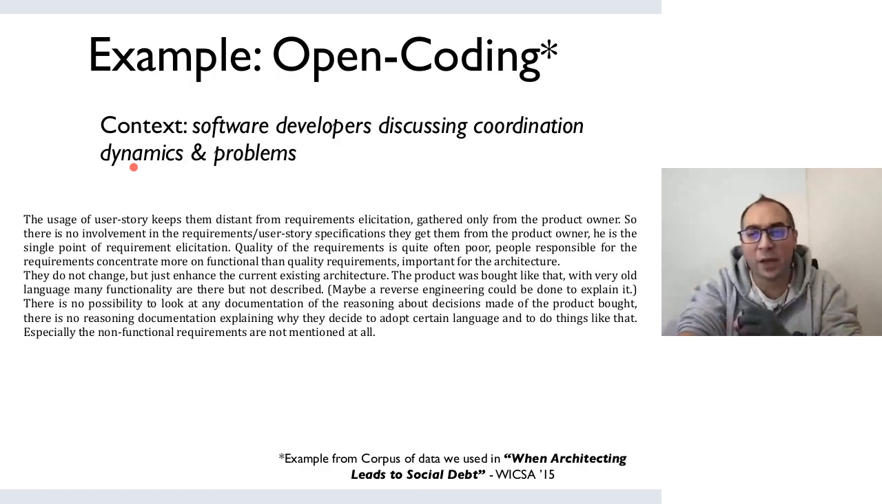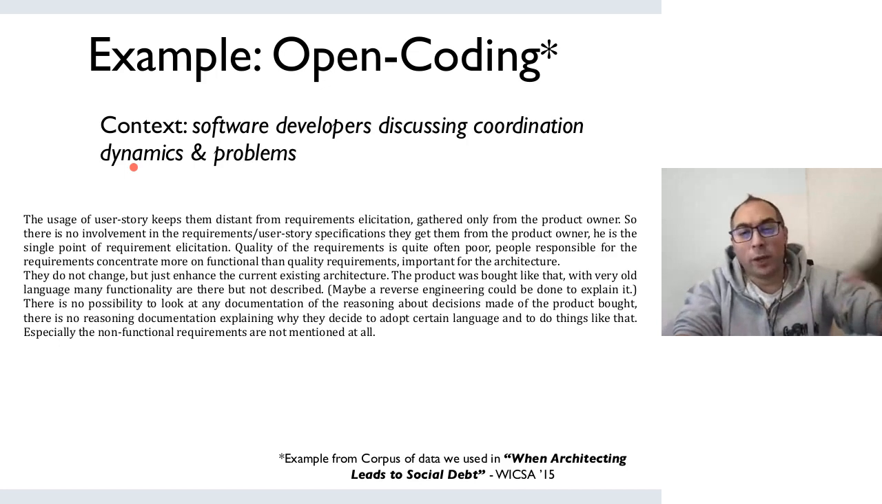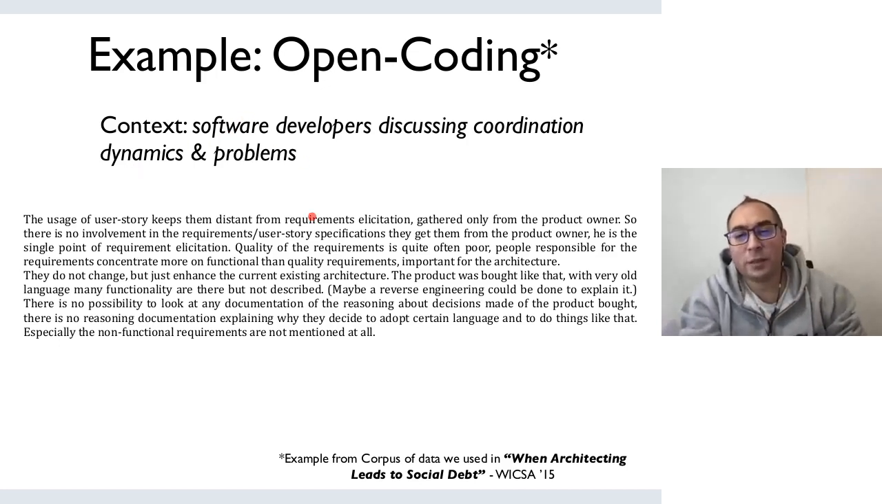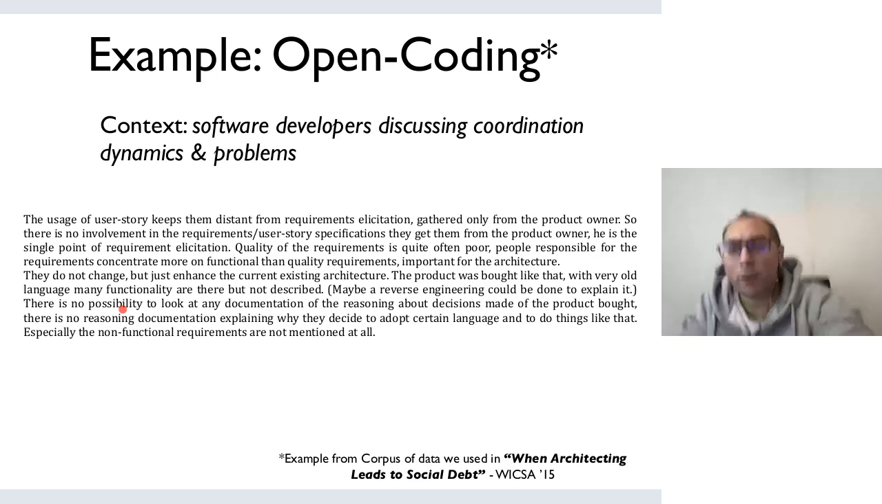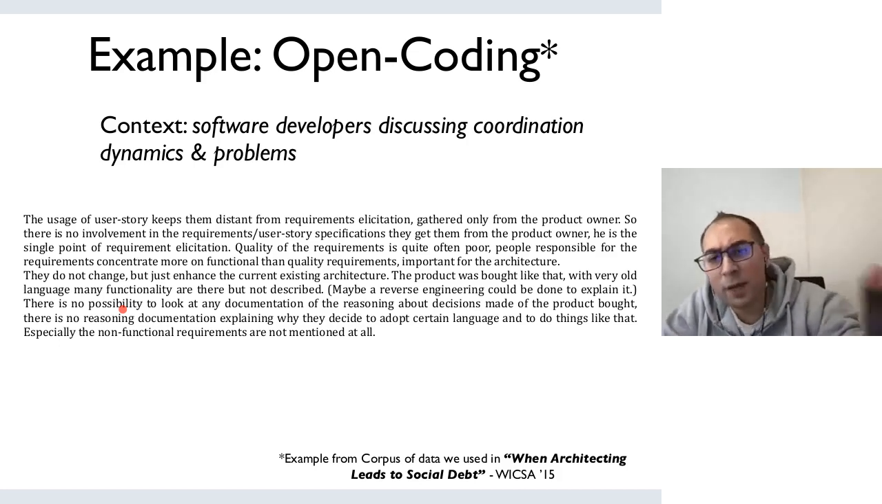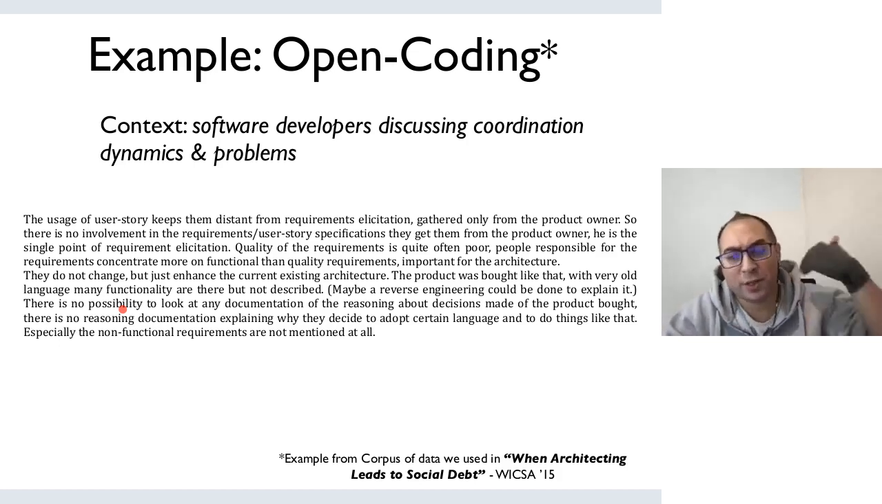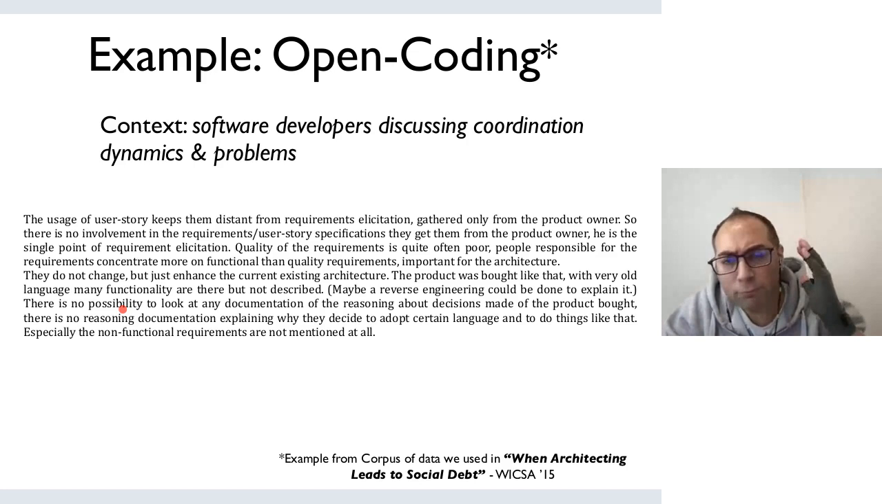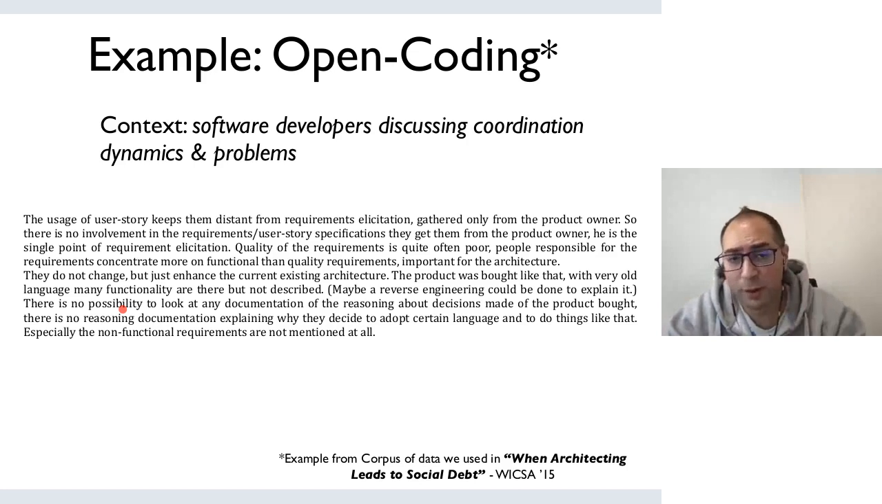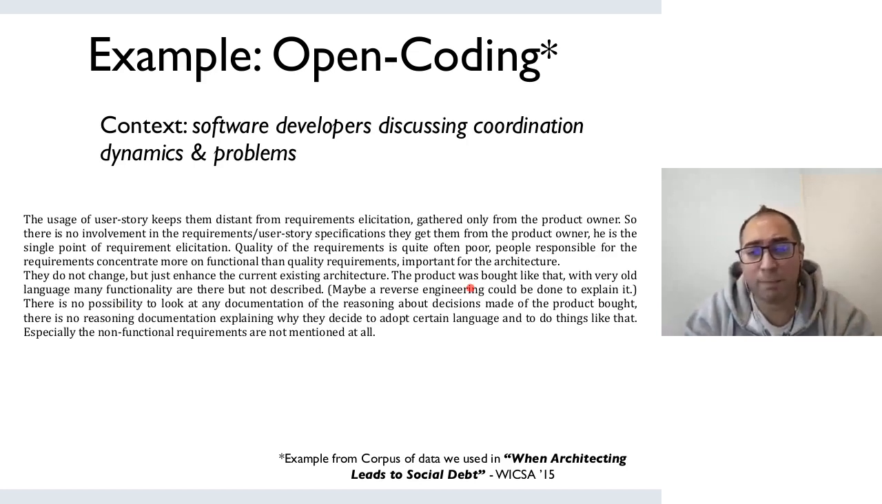Okay, so let's do this in action. Let's do an example. Open coding. I have, in my context, a paper, go figure. In this paper, we were trying to figure out the causes for specific problems in the process of coming up with a decent software architecture. Coming up with a decent software architecture is an extensive process. It involves a lot of stakeholders. So these are software developers discussing coordination dynamics and problems. This is a focus group, remember, very important. So it's a series of people that are discussing.